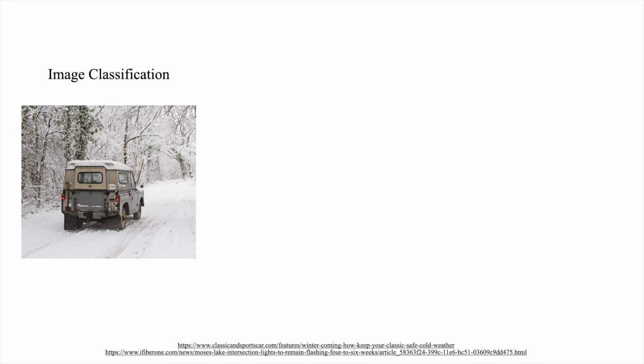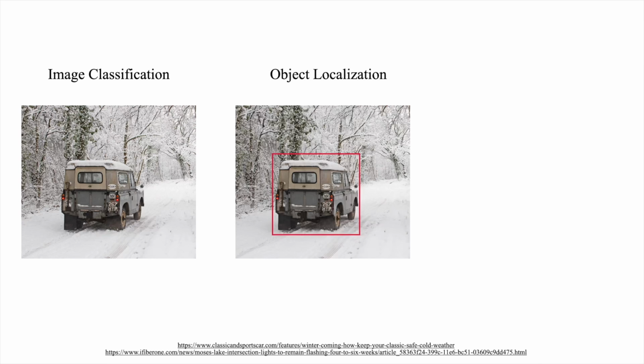We all know that in the image classification task, we're given an image of an object. Our job is to classify this image into the right class. For example, given this car image, the image classification task is to classify this image as a car image. In contrast, the object localization task requires not only classifying it as a car image, but also localizing this car in the image using a bounding box.